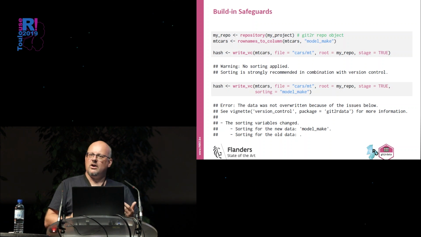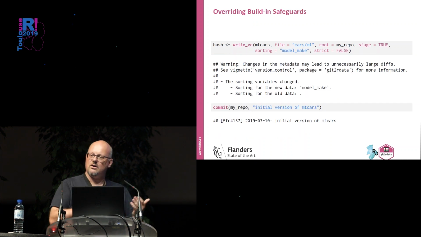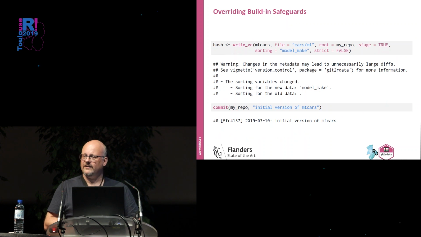But here, we made a mistake. We first forgot to do the sorting, and now we wanted to do the sorting. So this is something that we really want to change. So we can override this by adding the strict = FALSE argument. And then all the errors will turn into warnings, so you still know that there was something going on, but the data is changed. Since we were using a git2r repo, we can commit it from within R.